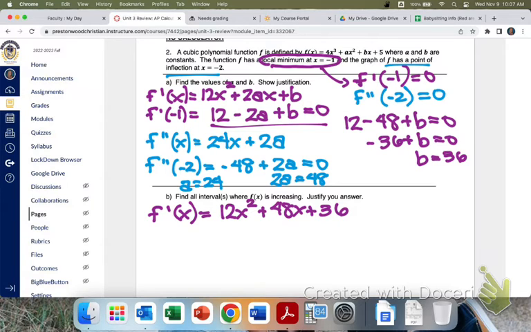Do I know how to do a number line and all of that? So we just factor. What can I take out of this first? 12. Pull your 12 out. Gives me x squared plus 4x plus 3. This continues to factor.